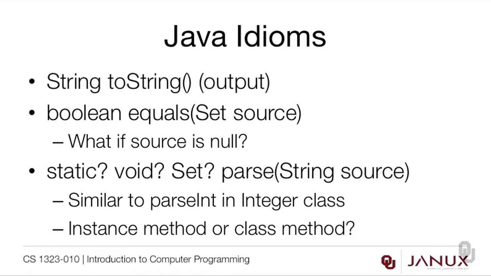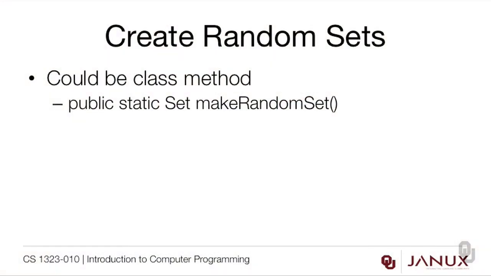We could also make it an instance method. If it's an instance method, then it's going to return void and not be static. Either one of those choices would be possible. I'm going to make it an instance method today, but we'll talk about whether that was a good design decision later. The next thing we need to be able to do is to create random sets.